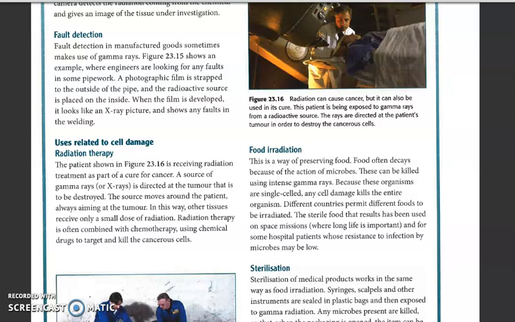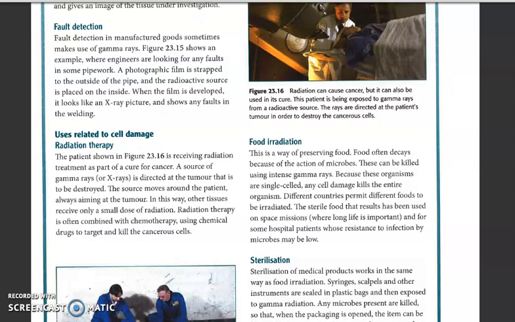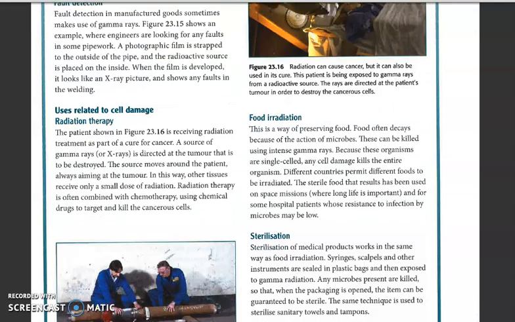A source of gamma rays, or X-rays, is directed at the tumor that is to be destroyed. The source moves around the patient, always aiming at the tumor. So in this way, other tissues receive only a small dose of radiation. Radiation therapy is often combined with chemotherapy, using chemical drugs to target and kill the cancerous cells. So this is how radiation therapy is done.